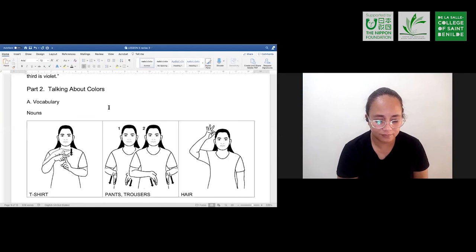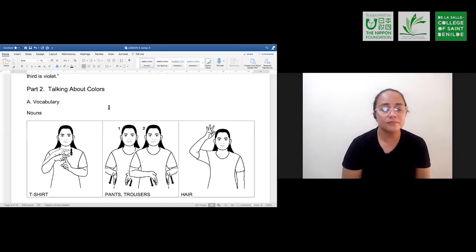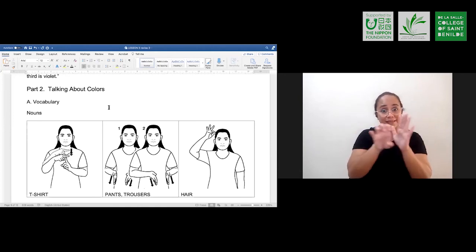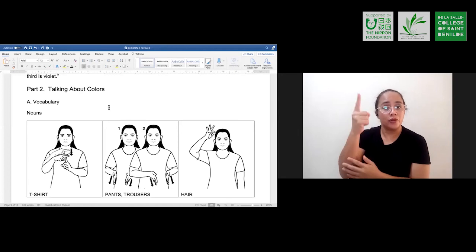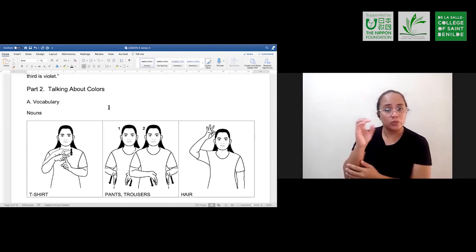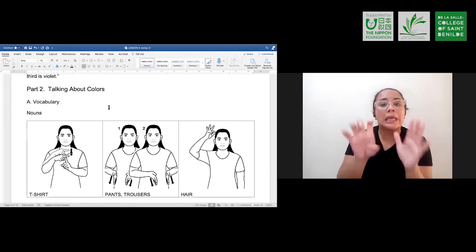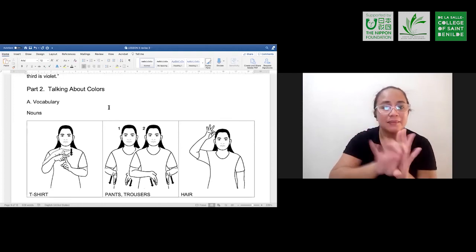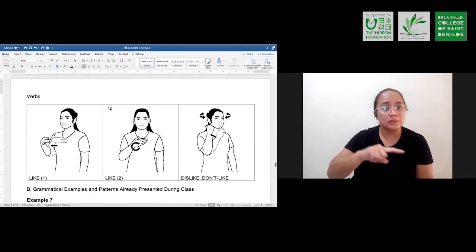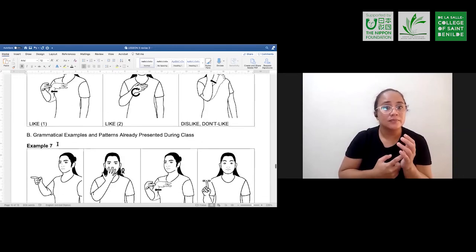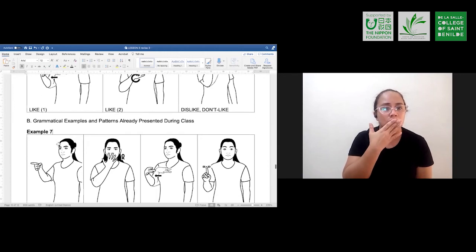Six, seven, eight. Okay, so in this example, the first is blue, the second is orange, and the third is violet. That's now example 8. So you should start with the example. You color like what? That should be the example.